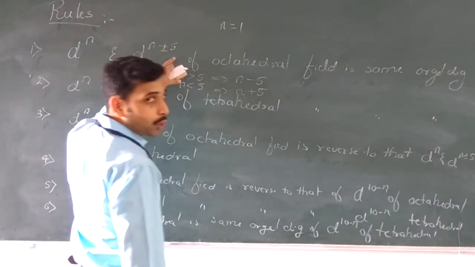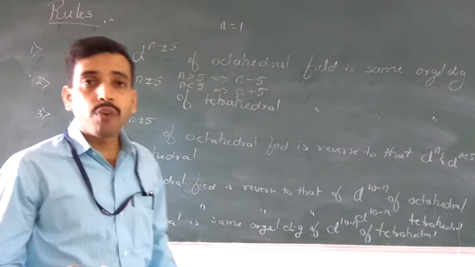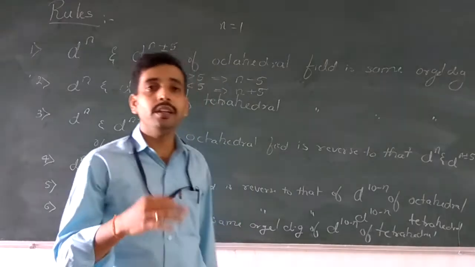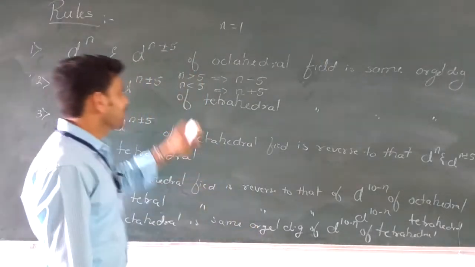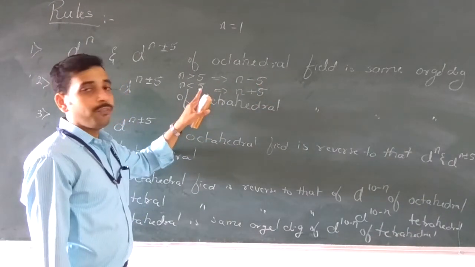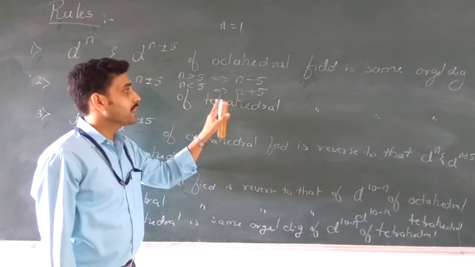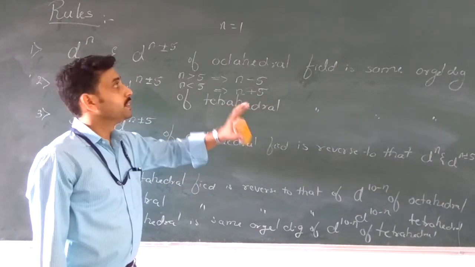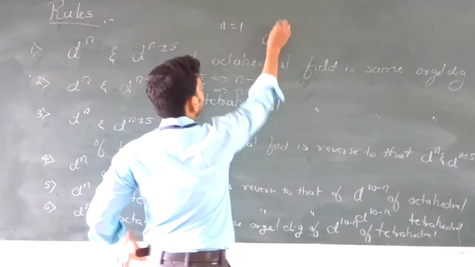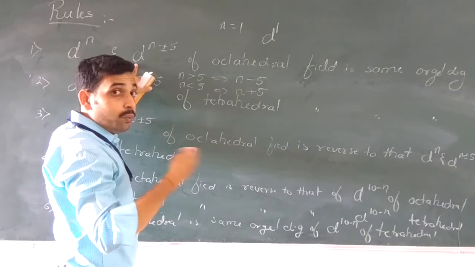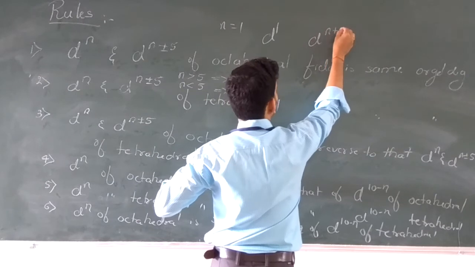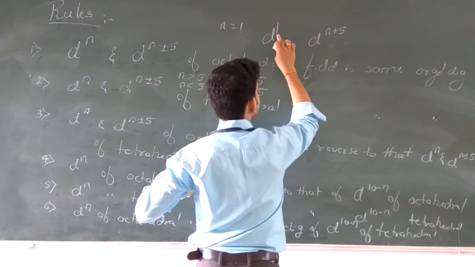In Dn plus or minus 5, suppose n is 5, 6, 7, 8, that is, equal to or greater than 5. In that case n minus 5 will be considered. For n less than 5, that is 4, 3, 2, 1, in that case n plus 5 will be considered. Suppose n equals 1, that means d1, and the reverse of that, the same of dn plus 5 will be considered because n is less than 5.